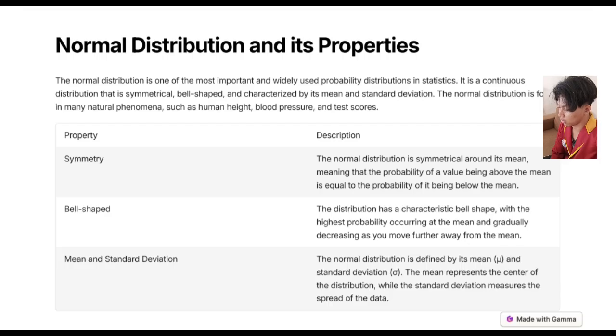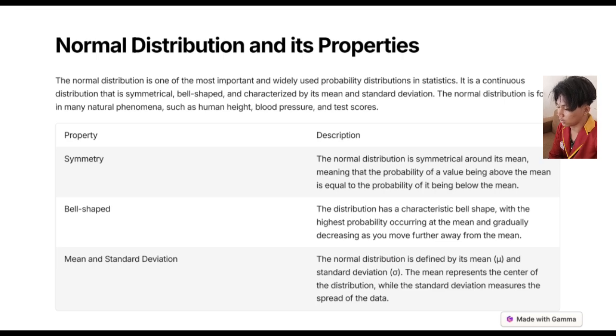Normal distribution and its properties. The normal distribution is one of the most important and widely used probability distributions in statistics. It's a continuous distribution that is symmetrical, bell-shaped, and characterized by its mean and standard deviation. The normal distribution is found in many natural phenomena such as human height, blood pressure, and test scores. Properties: symmetry, bell-shaped, mean, and standard deviation. The normal distribution is symmetrical around its mean, meaning that the probability of a value being above the mean is equal to the probability of it being below the mean.